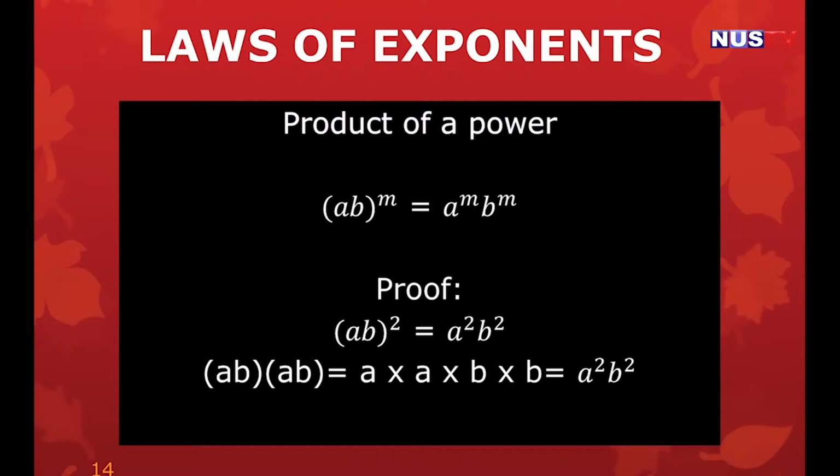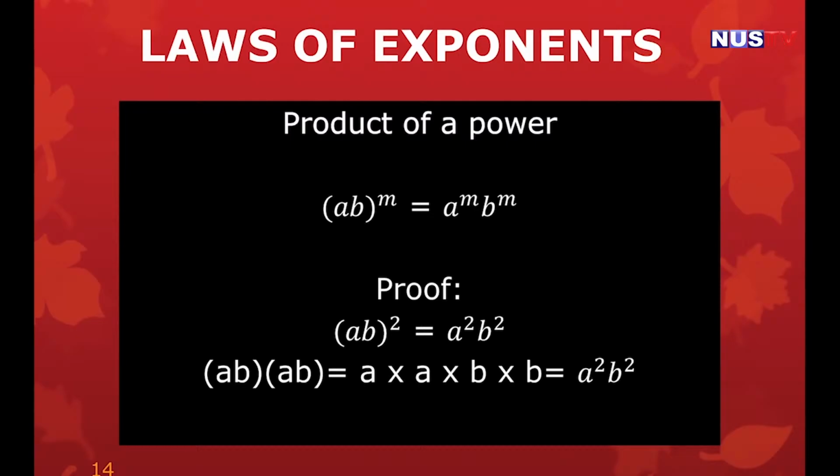Products of a power. Now this law states that if you have a times b inside the bracket and there is a power of m outside the bracket, then it's the same as a to the power of m, b to the power of m. So the power outside the bracket is given to a and also to b. And this is something similar to the distributive law that we were talking about earlier on. Okay?